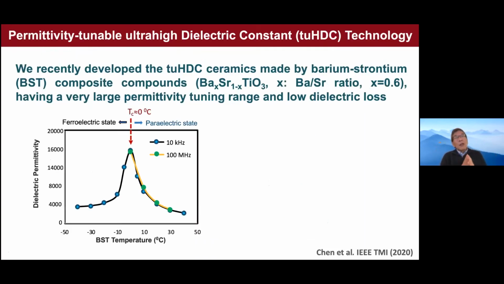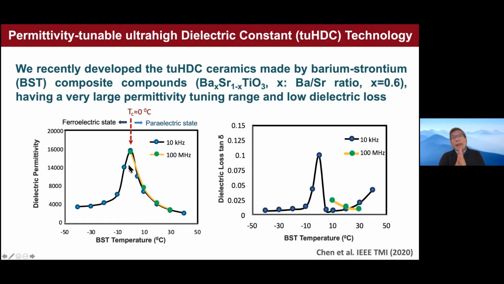So the next one shows the new material we fabricated, this BST composite ceramic with X value 0.6. This panel shows the real measurement. You can see the permeability can change from a few thousand at maybe 40 degrees to more than 15,000 near 0 degrees. And also the dielectric loss is very, very low in this temperature range. So that gives high performance for this material.